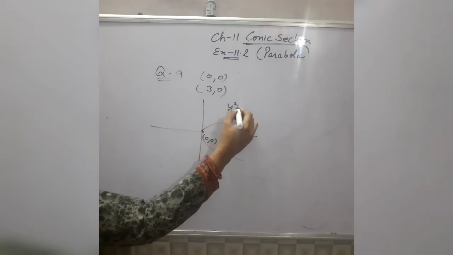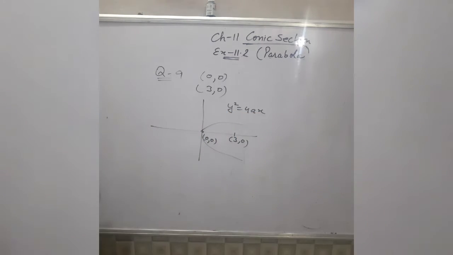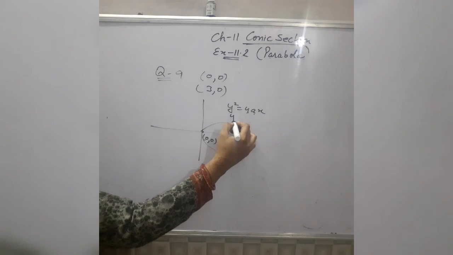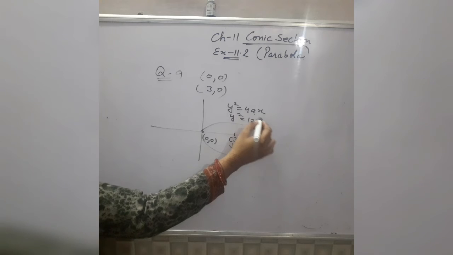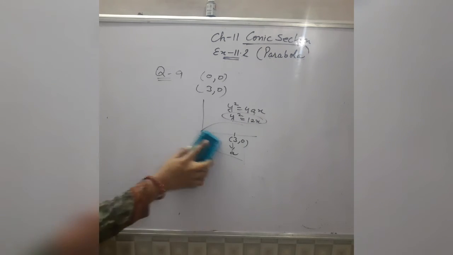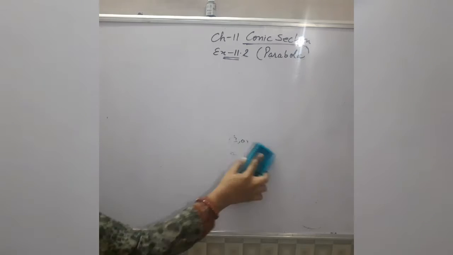And the equation for a right-handed parabola is y square is equal to 4ax. And what is a? a is 3 here. If you put 3 in place of a, then you will get y square is equal to 12x. So this is the equation of the parabola. Now see question number 11.